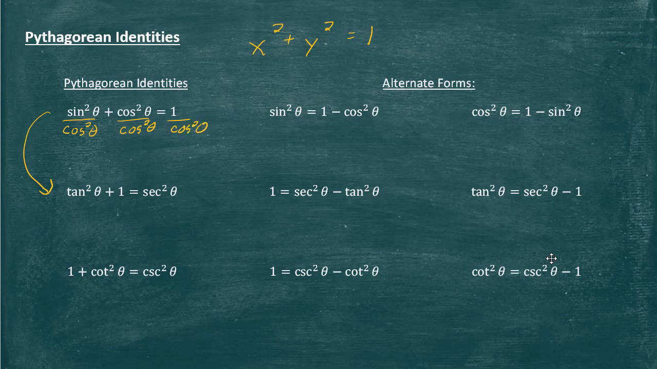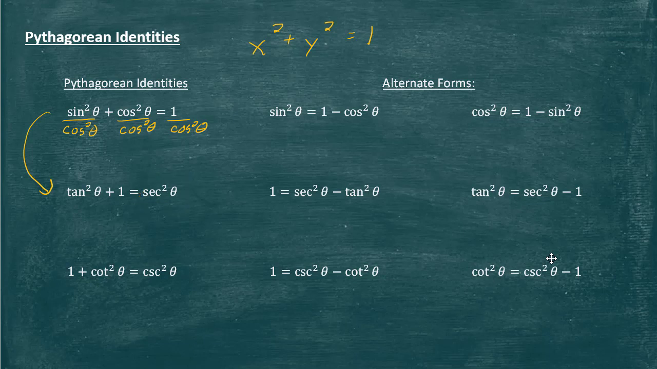Ultimately, if I then replace each of these with whatever their either reciprocal identities or quotient identities are, notice sine squared of theta over cosine squared of theta would create this tangent squared of theta. Cosine squared over cosine squared, that would create the 1. And then the last part would be 1 over cosine squared. Its reciprocal is secant, so 1 over cosine squared must be secant squared, which creates that third term.